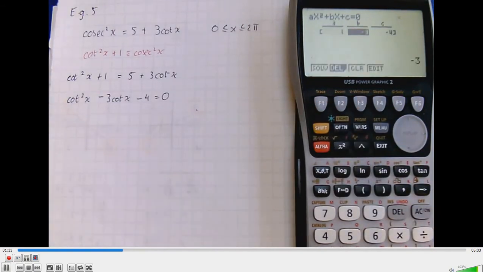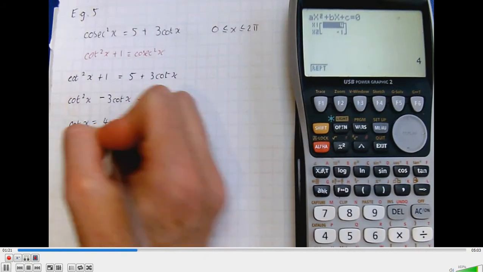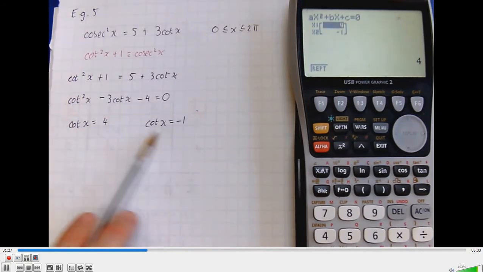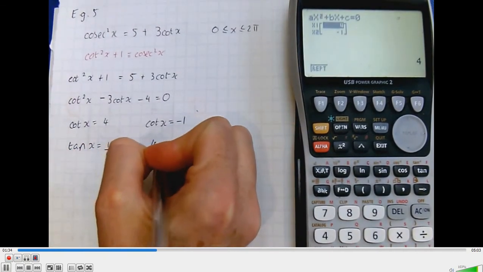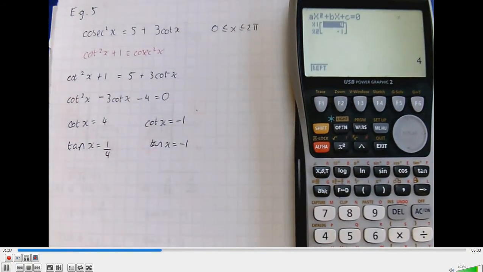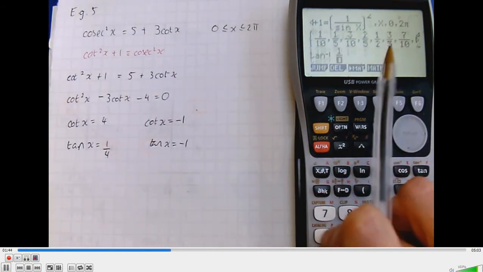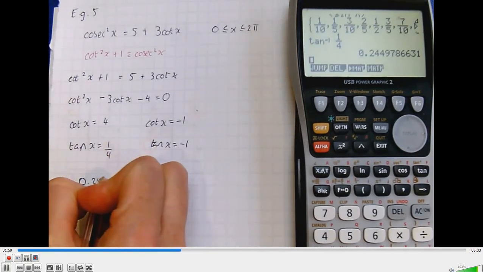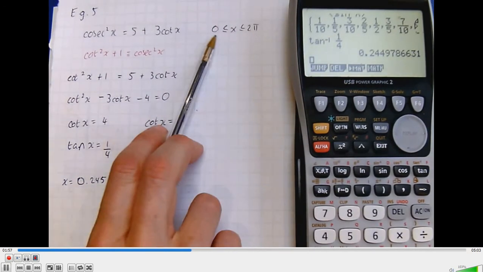So putting in the coefficients, we've got 1, -3, -4, and that gives us cot x is equal to 4, or cot x is equal to -1. We can't do inverse cot on the calculator, so we need to take the reciprocal. So tan x is 1/4, or tan x is -1. If tan x is 1/4, let's see what we get. Shift tan of 1/4. We get x is 0.245 radians. We need to find all the values of x in the given range, 0 to 2 pi.